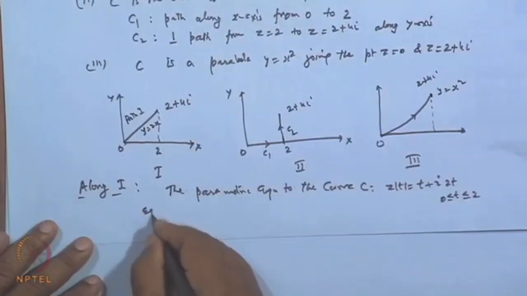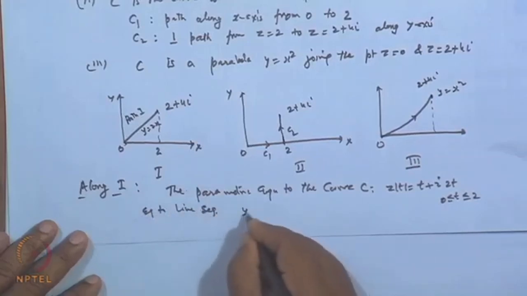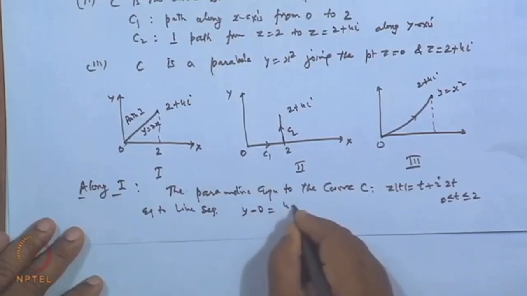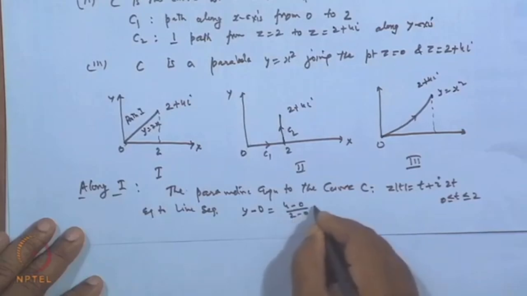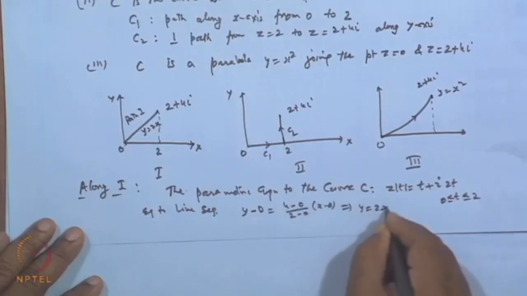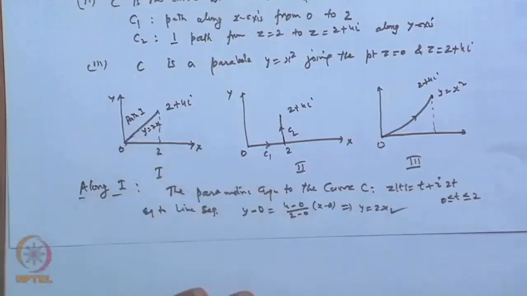The line segment equation is y minus y0 equal to (y double dash minus y0) over (x double dash minus x0) times (x minus 0). So that becomes y equal to 2x. This means each point on this curve satisfies this condition.